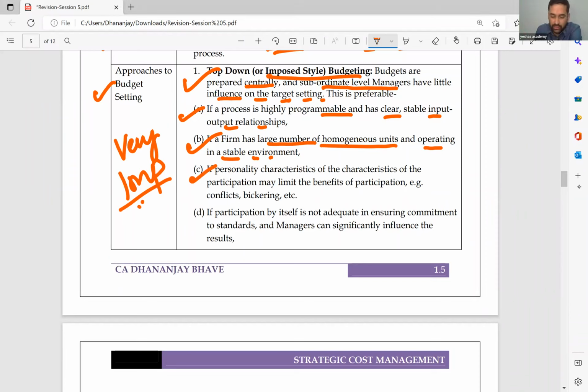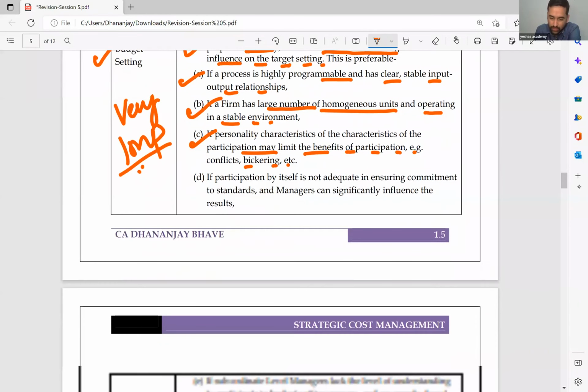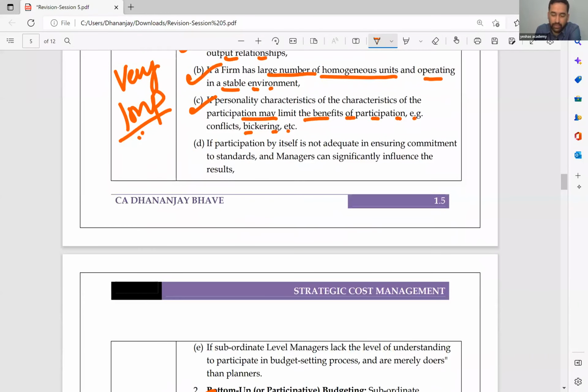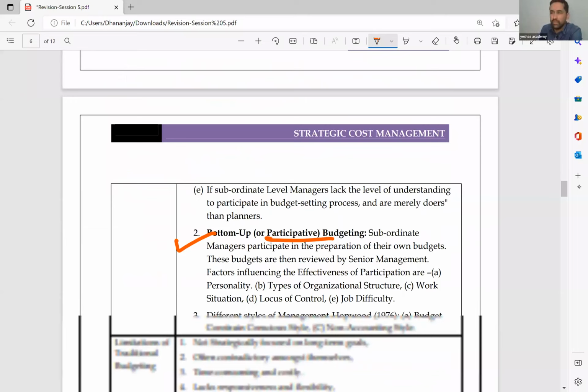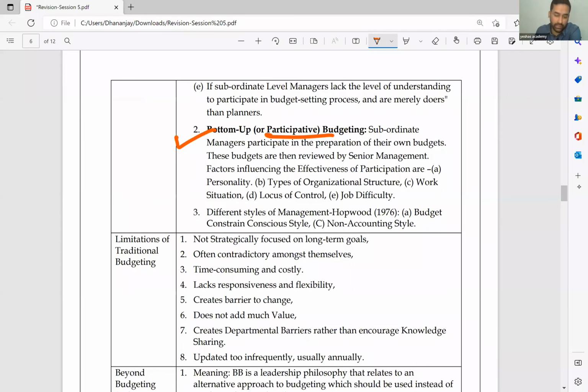Personality characteristics may limit the benefit of participation, for example conflict, bickering, etc. Participation by itself is not adequate in ensuring commitment to standards, and managers can significantly influence the result. Most of the times what happens, the subordinate level managers are unhappy that they are not involved in the budget making process. But if you involve them, they are not in a position to bring valuable inputs to the table. So their participation is just a mere physical appearance in the meetings. They're not in a position to understand the way the top level managers are thinking.